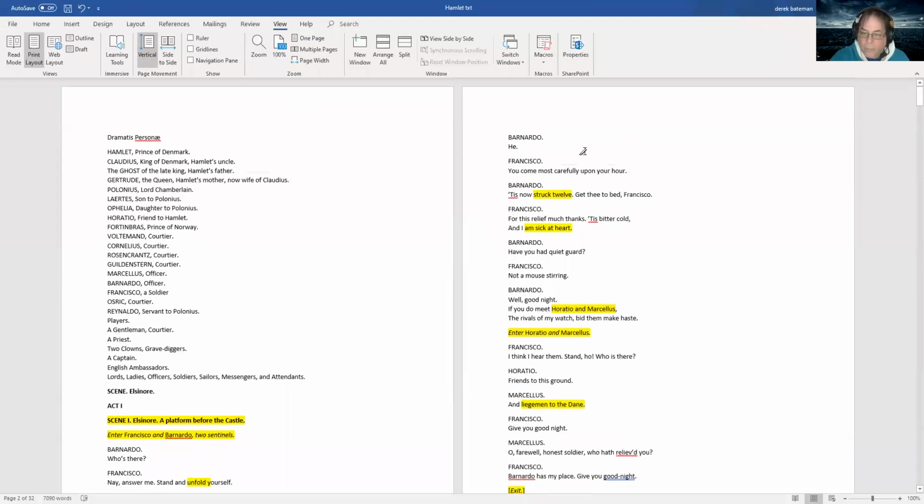Bernardo: You come most carefully upon your hour, you're on time. 'Tis now struck twelve, telling us what time it is. Get thee to bed, Francisco. Your watch is over, I am taking over the watch. Francisco says, for the relief, much thanks, 'tis bitter cold. Close, attentive reading. This is laying down the foundation for us, right? 'Tis bitter cold. It's telling us what the setting is like. It's midnight. It's cold, okay?